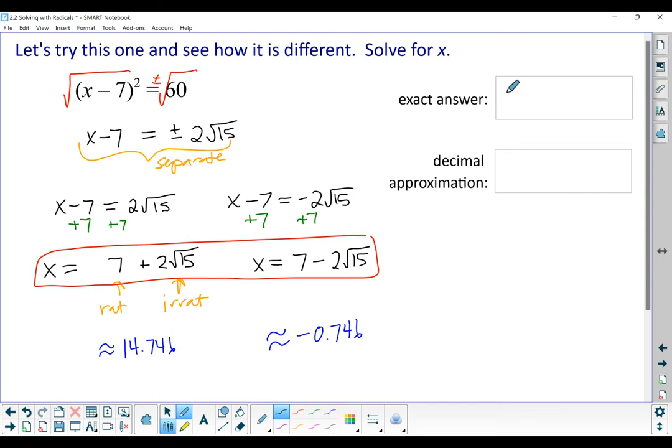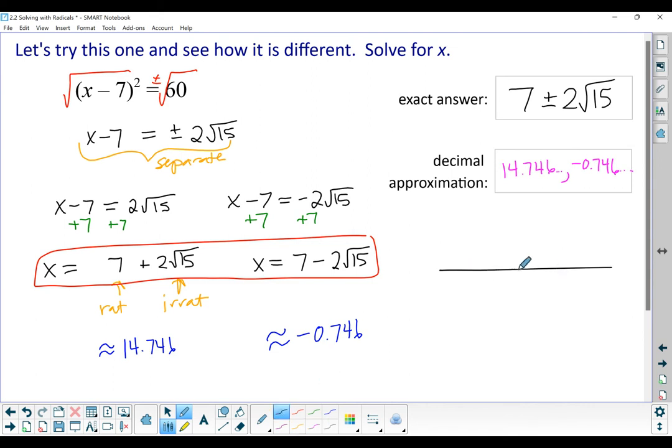So when we report our answer, we usually report it in shorthand like this: 7 plus or minus 2 root 15. In this class, that's the sort of answer we prefer to leave it in. But I really want you to understand that that is just two numbers. It is the number 14.746, blah, blah, blah, and it's the number negative 0.746, blah, blah, blah.